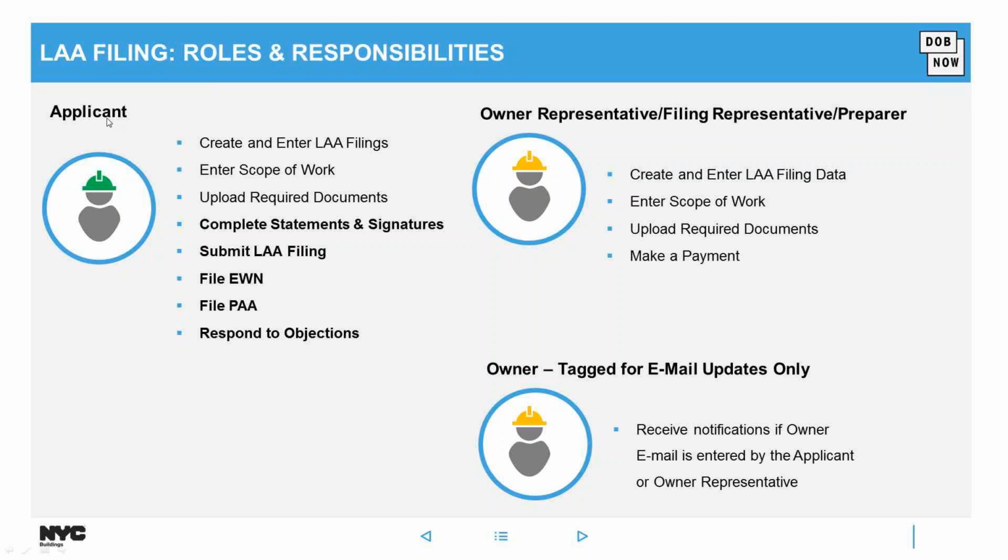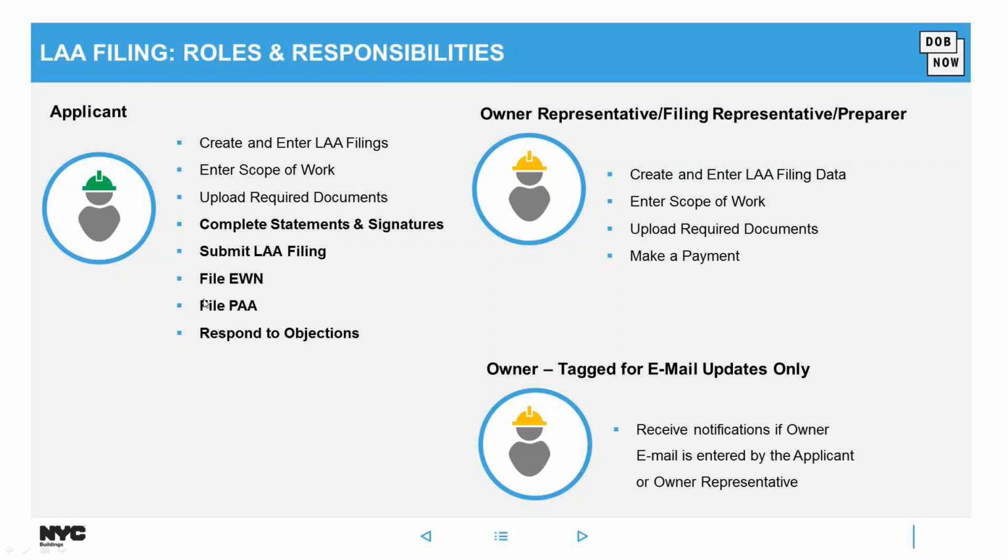The applicant of record, who for LAA filings must be a licensee of either master plumber, oil burner installer, or fire suppression contractor, has the ability to create and enter LAA filings in DOB NOW: Build. In those filings, enter the scope of work, upload any required documents, complete statements and signatures to electronically sign that the information is complete, and submit the LAA filing.